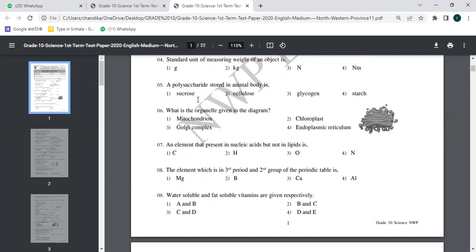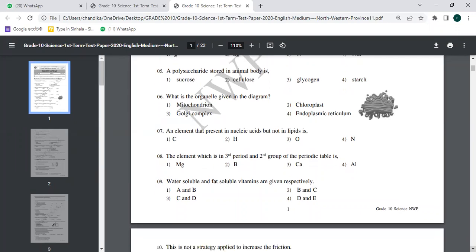And question number 5. A polysaccharide stored in animal bodies. What's that? Third one. Glycogen. Correct. Glycogen, yeah. Glycogen is the answer.